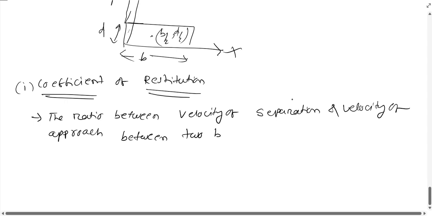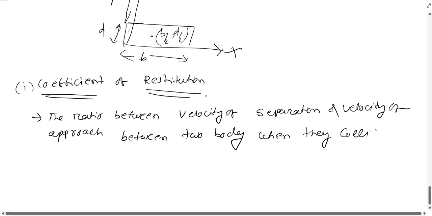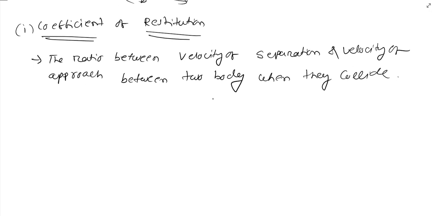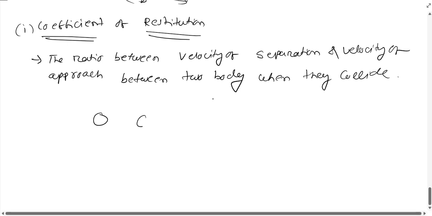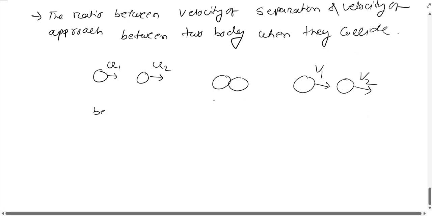between two bodies when they collide. So look, let this be body 1 and this be body 2, moving with velocities u1 and u2. After some time they collide, and after colliding they again get separated, and let the velocity of body 2 be v2 and the velocity of body 1 be v1. This is before collision, meaning they are approaching.